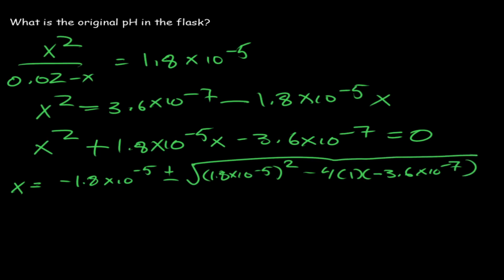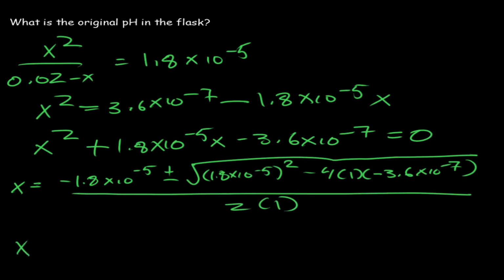And all of this will be divided by 2a, which would be 2 times 1. And we get our positive x value as 5.91 times 10 to the negative 4. So this is the concentration of our protons in our flask when there's only acetic acid.